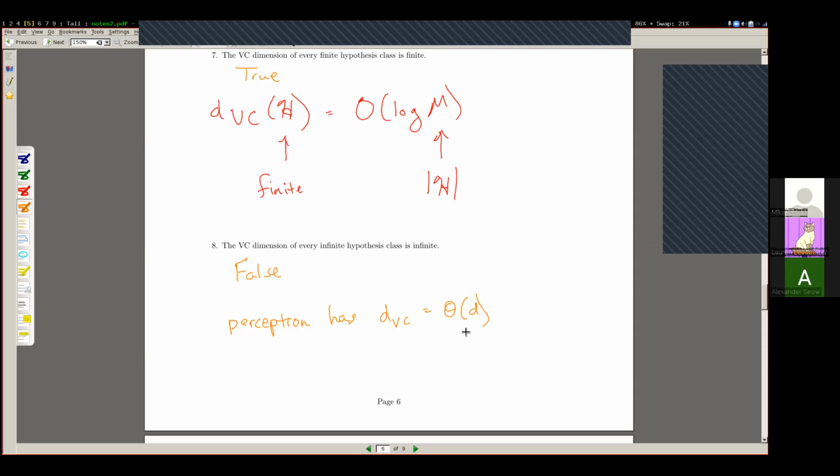Any questions on this problem? So when you say the perceptron has VC dimension theta d, is the perceptron an infinite hypothesis class?